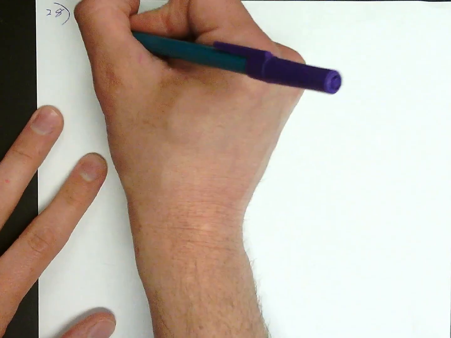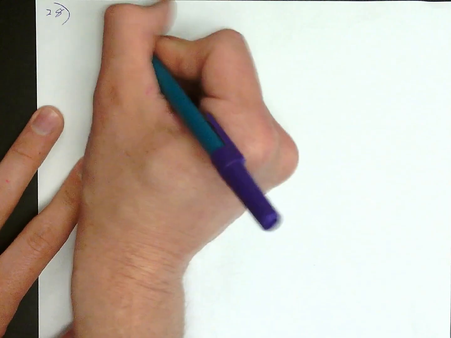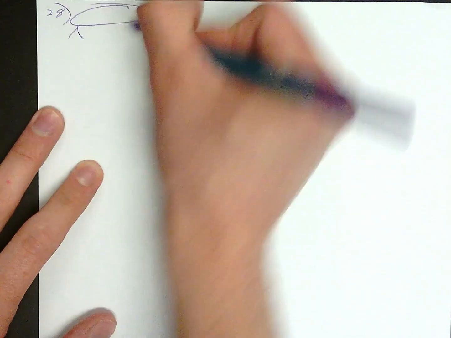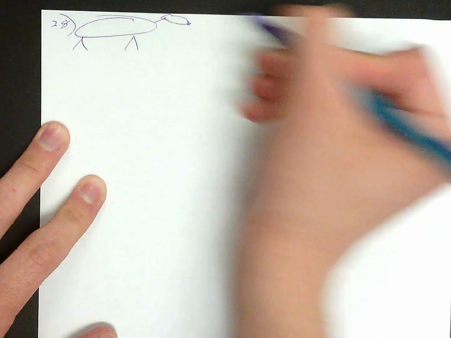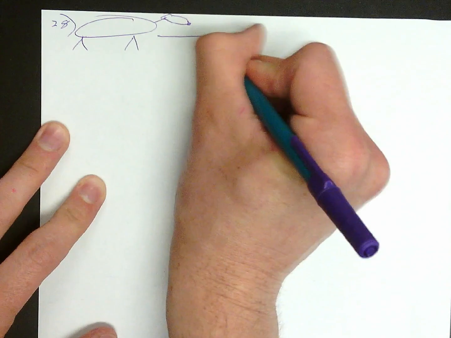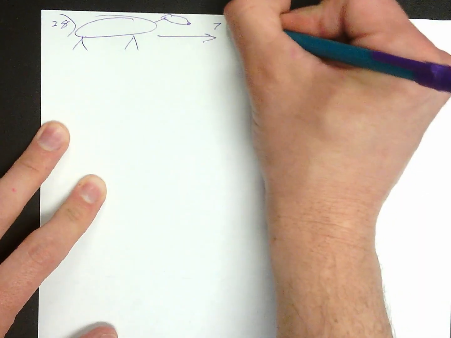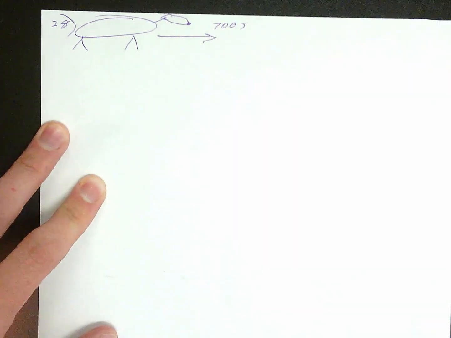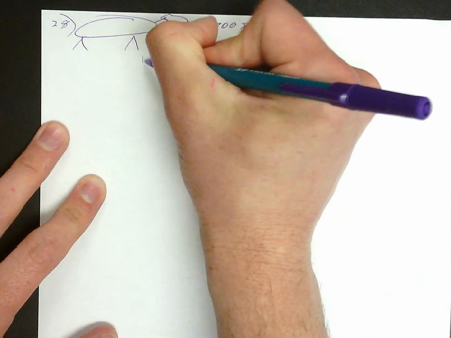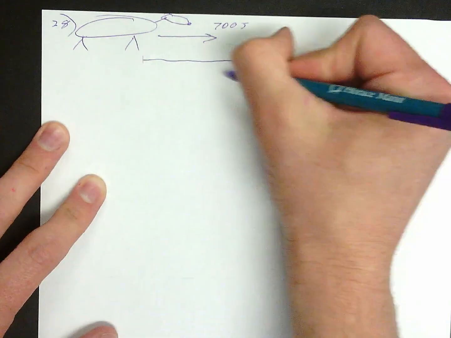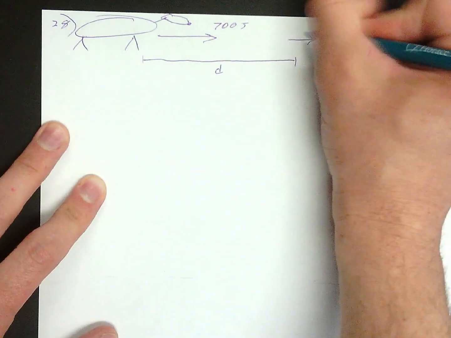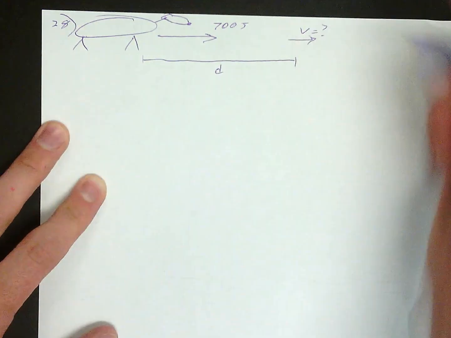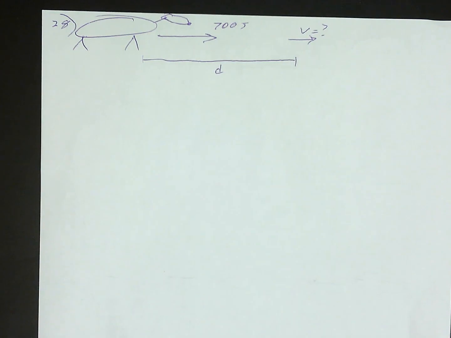So here we go. Here's Cujo. Totally what he looks like. We're doing work on him, 700 joules of work, and we're causing him to be moved some distance. And at that point, he's going to have some velocity that we don't know what it is.